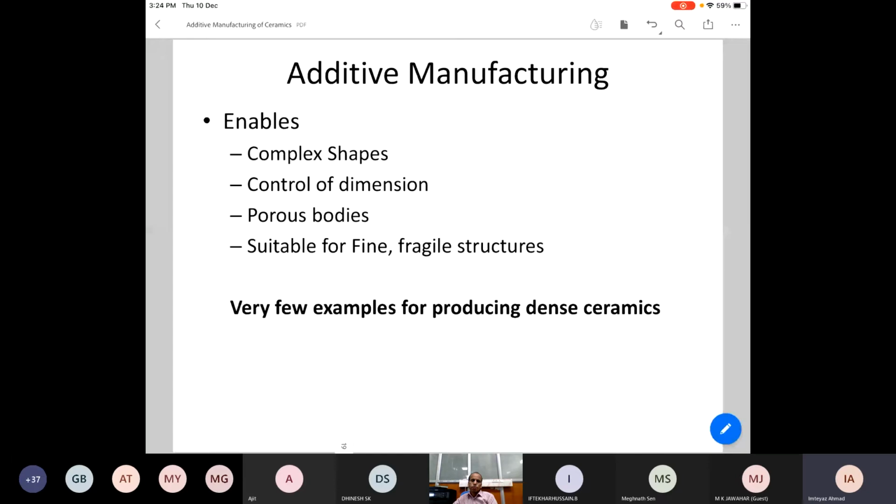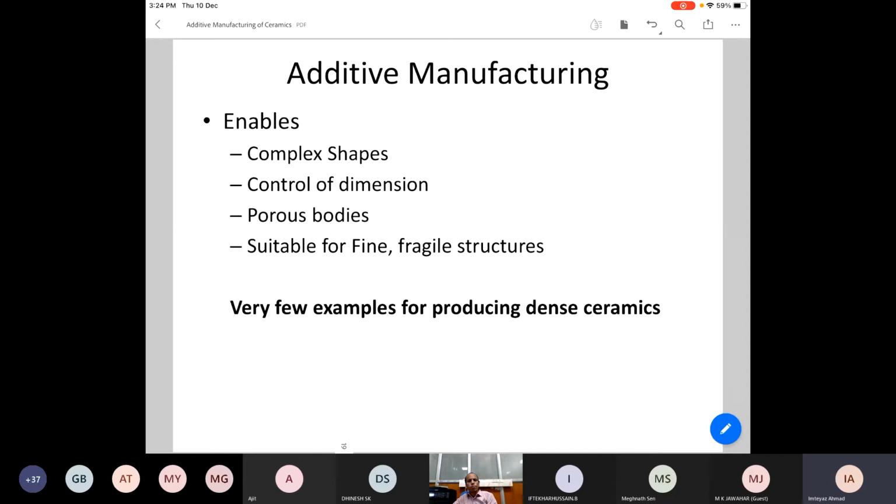That's the question. So additive manufacturing opens up that gate as well, that kind of a venue as well, where it might become possible if you can control the resolution to control the pores. So we will look at that, and it is suitable for fine and fragile structures. Again, you are going bottom up approach, so you can also make very fragile elements by building on it rather than cutting it through. Okay, but having said that, there are very few examples of dense ceramics being produced by this particular technology.